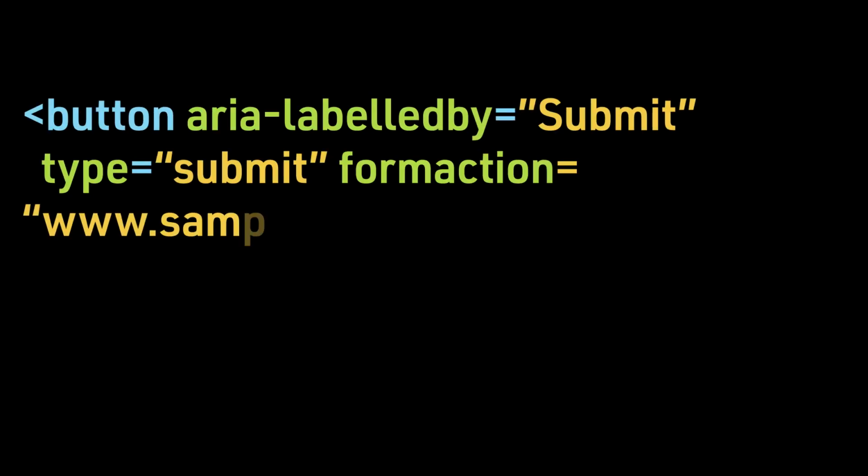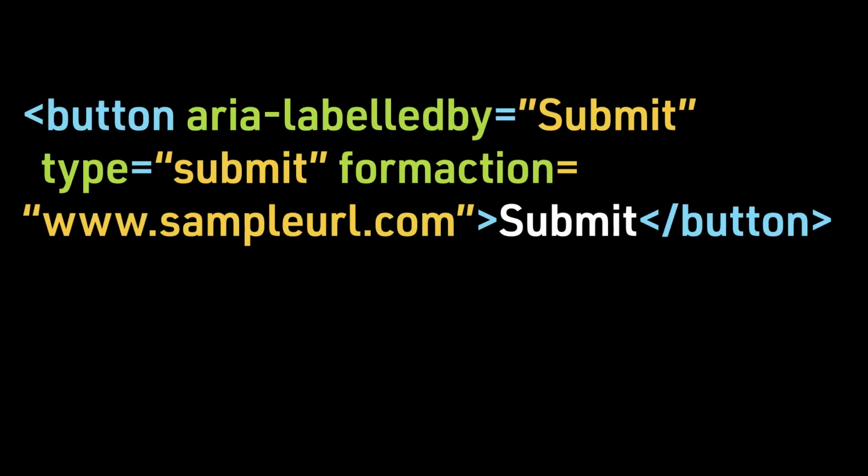Button opening tag. ARIA labeled by equals "submit" in quotation marks. Type equals "submit" in quotation marks. Form action equals "URL" in quotation marks. Submit button closing tag. In a case where the text is visible, then you would use the attribute ARIA labeled by instead.